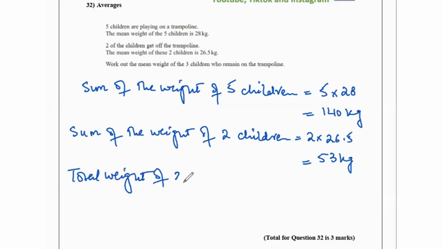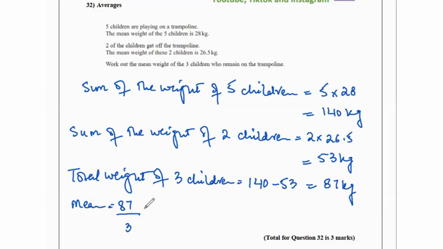So total weight of 3 children is going to be 140 minus 53, which is equal to 87 kg. So mean is going to be 87 divided by 3, and that is going to give us 29 kg as the mean weight of the 3 children who are still on the trampoline.